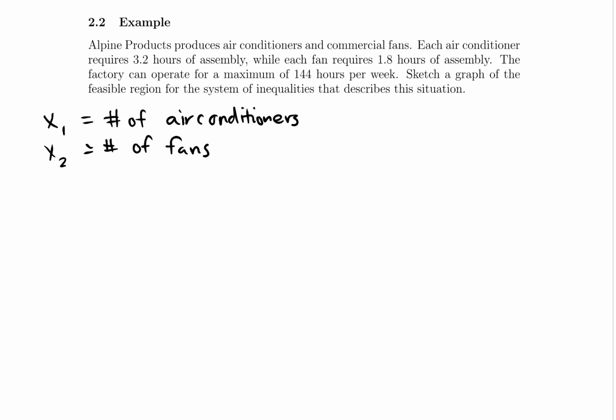The first thing to do when approaching this type of problem is define your variables. You can't start anything until your variables are defined. Let's also see what we know from the problem. Air conditioners require 3.2 hours of assembly and a fan requires 1.8, and we know that there's a maximum of 144 hours of assembly that we can use in a week. So let's write an inequality that describes how much assembly time we're using in 1 week.